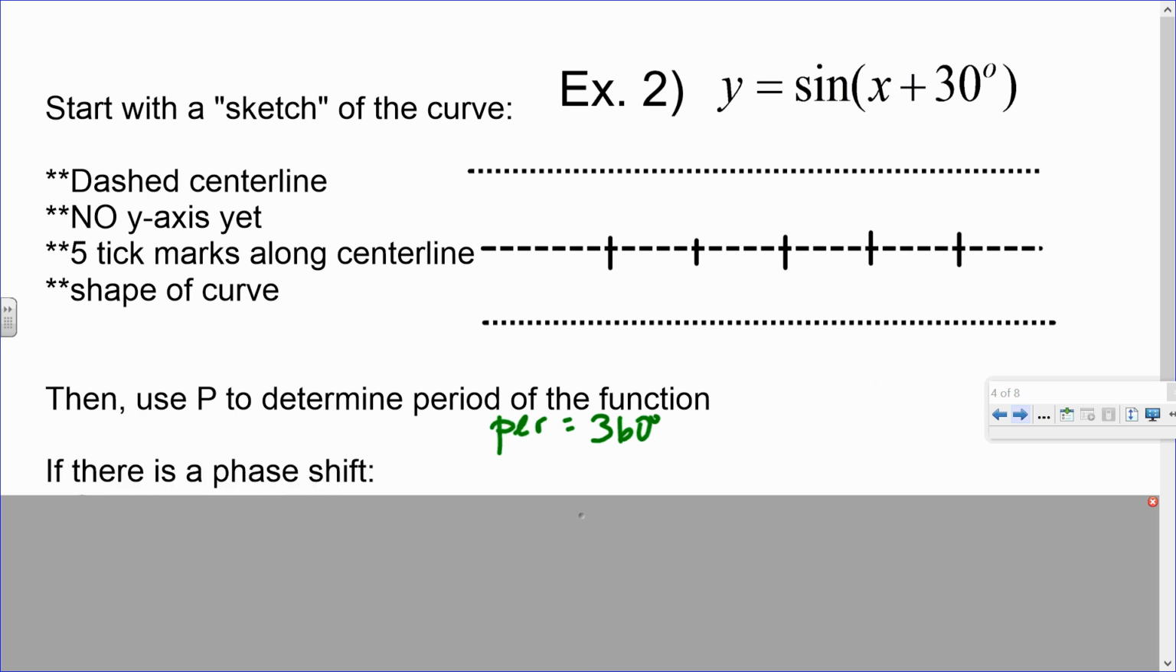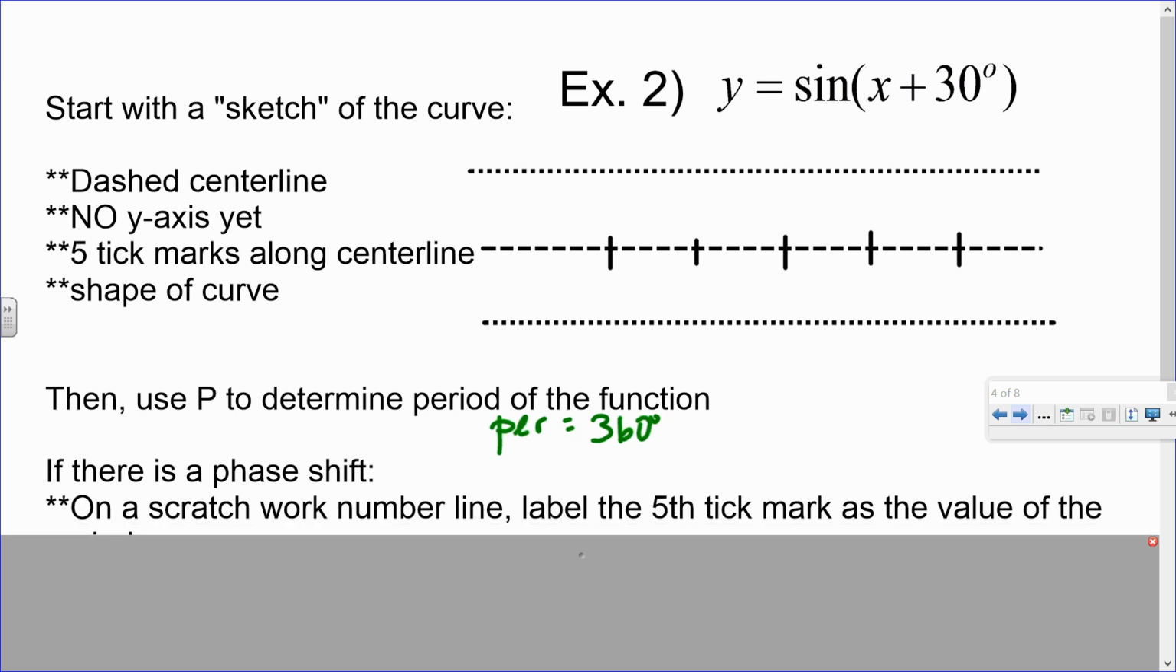Do we have a phase shift on this one? That means do not go ahead and write your angles on the graph. We're going to do it as scratch work. I used to have students actually draw it on there, cross it out, change it, and then redraw the whole thing. But let's be a little bit more efficient with our time. If there is a phase shift, I want you to draw just a quick scratch work number line only. So not in the middle of this, but maybe down here somewhere.